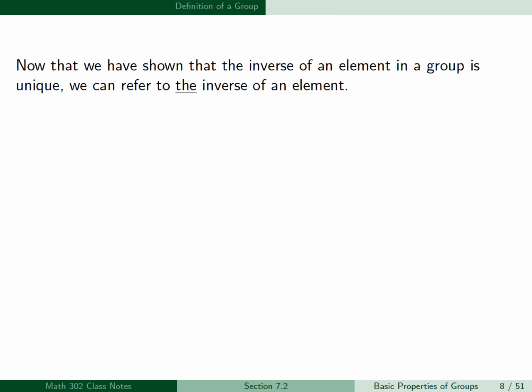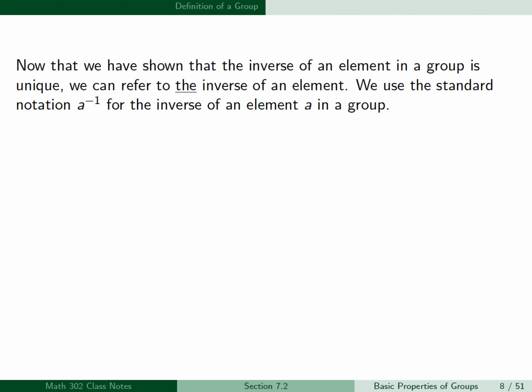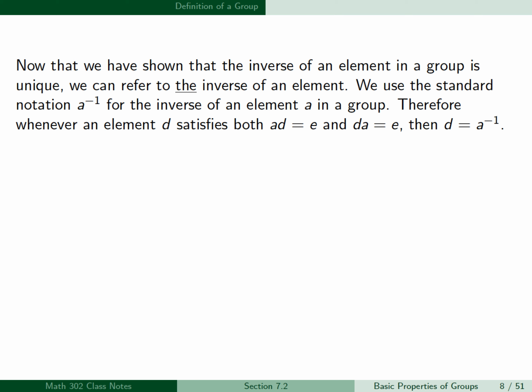Now that we've shown that the inverse of an element in a group is unique, we can refer to the inverse of an element as opposed to an inverse of an element. And we can use the standard notation A with a -1 superscript for the inverse of an element A in a group. Therefore, whenever an element D satisfies both AD is equal to E and DA is equal to E, we know by the uniqueness that D must be the inverse of A.